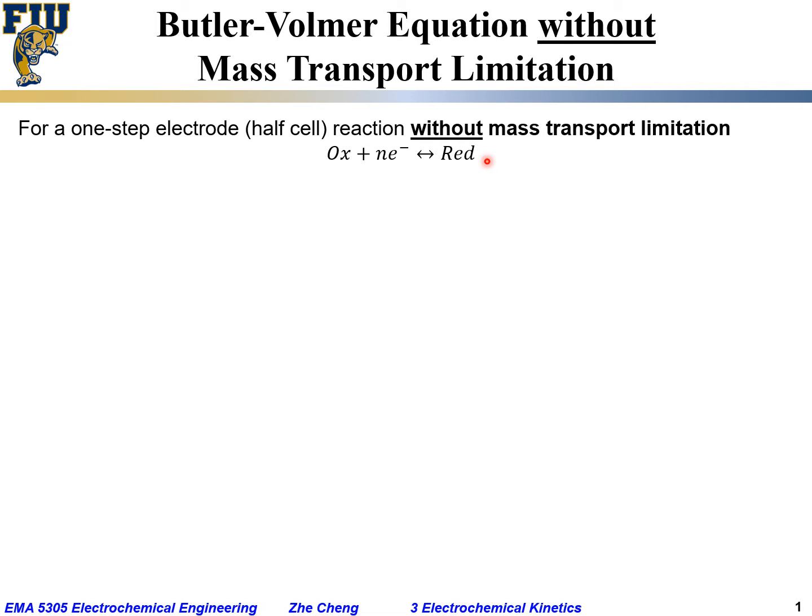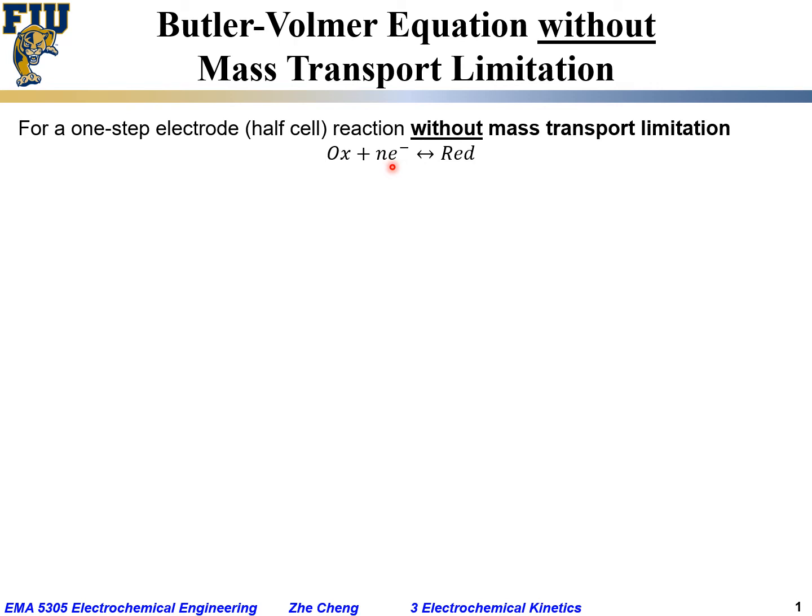And you can achieve this typically by active stirring, or a high gas flow rate if it involves gas, and you can also achieve this by keeping the current, which is the reaction rate, at a low value. But anyway, for this simplified situation without mass transport limitation, let's look at this simple one-step electrode, the half-cell reaction: oxidized species OX plus N electrons to form reduced species RED. This is generalized. We don't know what the oxidized species is, what the reduced species is, but it's okay. And we know the number of electrons transferred is N.